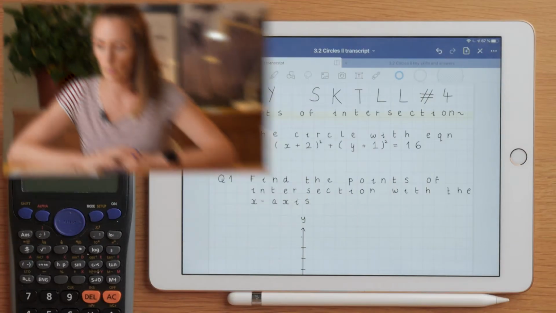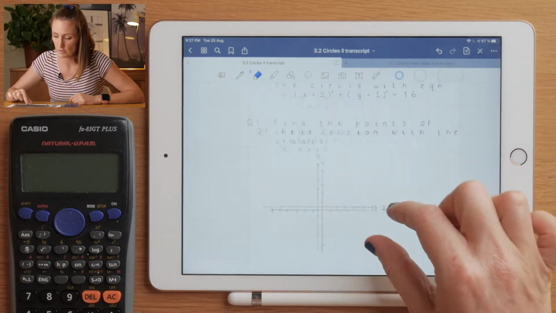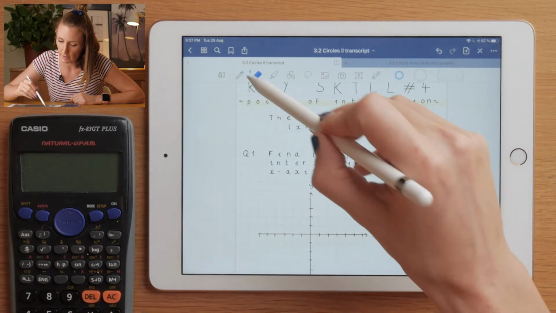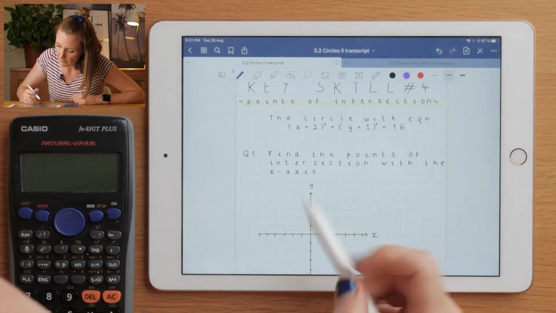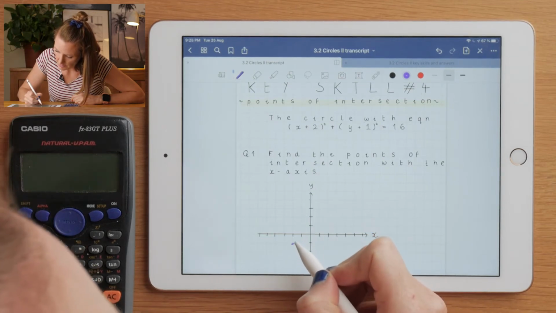Key skill 4 is all about circles intersecting with lines, or in the last question, circles not intersecting with lines, and how you can prove that. So we're starting with a circle, (x + 2)² + (y + 1)² = 16. This little guy would have a center at (-2, -1) and a radius of 4, right?